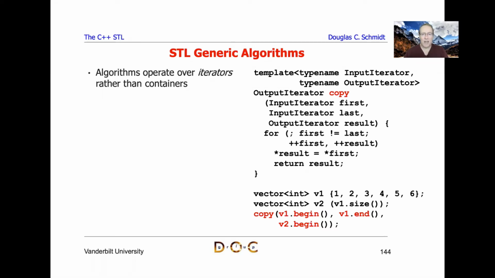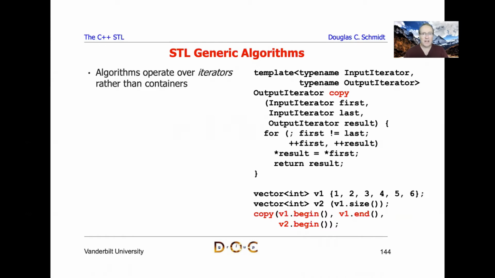So you can see here we have the copy algorithm, which is one of the favorite ones I like to talk about as an example because it's really simple and it's very fundamental to all things STL. And you can see down here that when you copy something, you don't pass in the vector, you don't pass in the deque, you pass in the iterator range you want it to work on.